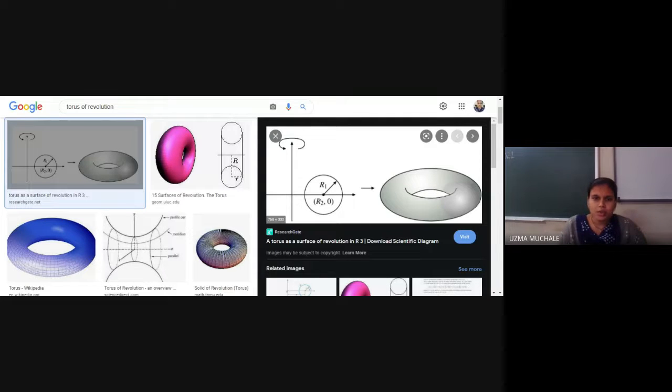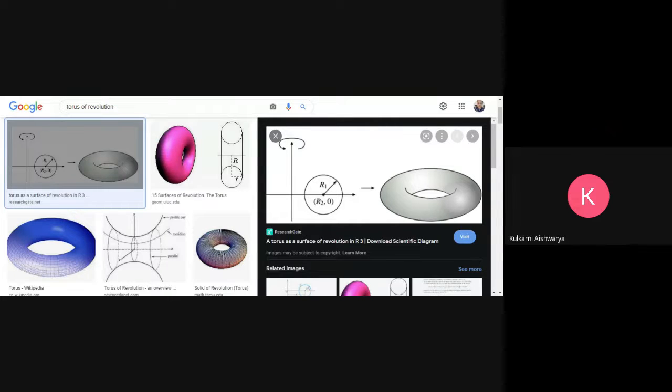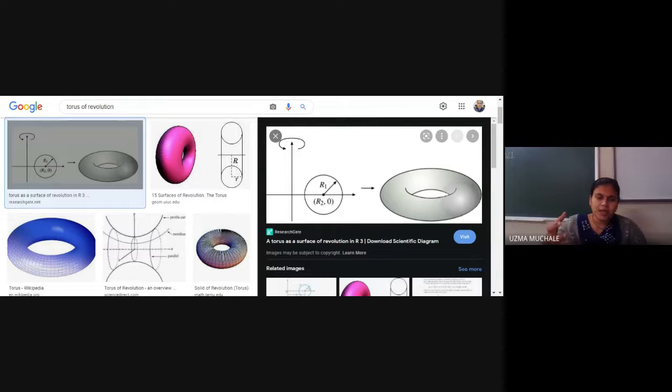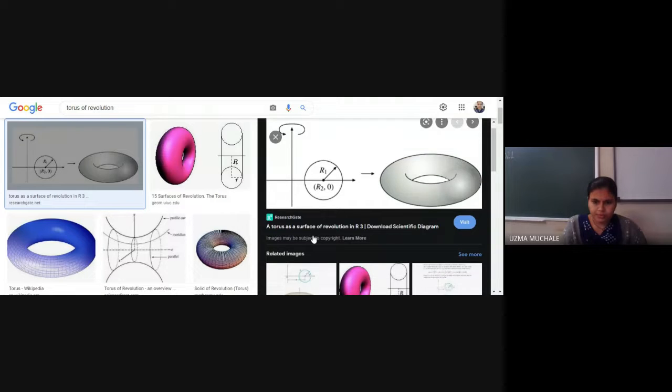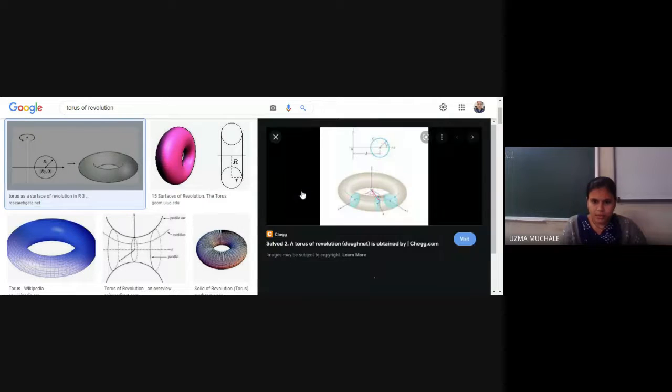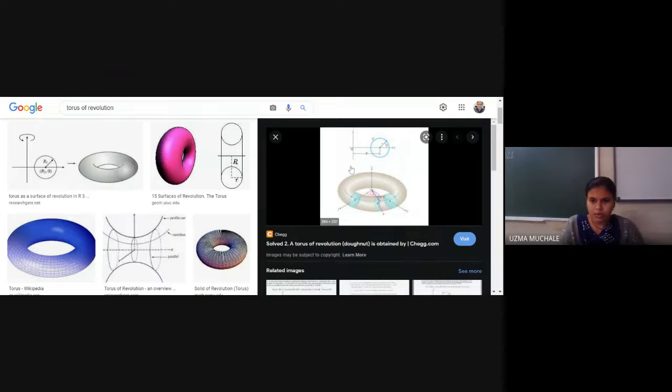and whatever object you are getting, it is a torus of revolution. Yes, can you see this? Yes, ma'am. We have to revolve this about some particular axis, either x, y, or z, and then you can see. Okay, this is what a torus of revolution is. This is the figure I want to draw.